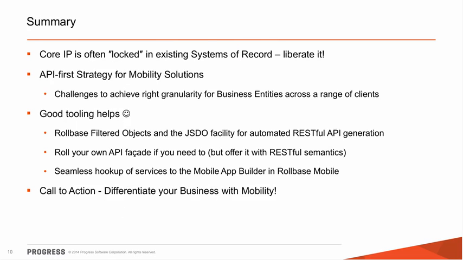So in summary, we've looked at the fact that mobile is a key business driver in the enterprise, and it's increasingly a channel which can enable enterprises to differentiate their products and services and thus get ahead of the competition. Core IP is often locked in existing systems of record, and it's key for enterprises to look at ways to identify where those core capabilities are and export them, liberate them, make them available through simple API calls, and move towards this API-first strategy for mobility solutions.